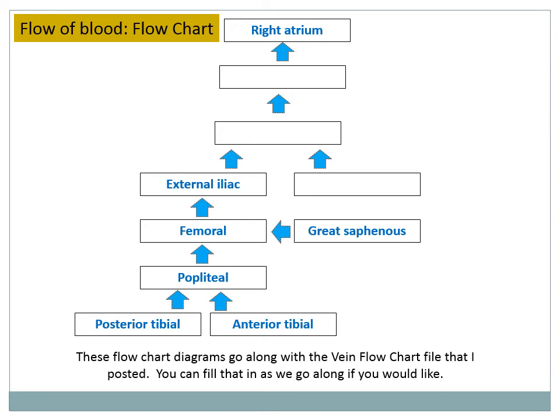We also have an internal iliac vein. Both your external and your internal iliac veins are going to dump into the common iliac vein. Your common iliac vein will then dump into the inferior vena cava, which then dumps into the right atrium. So as we follow this through, hopefully those make sense.